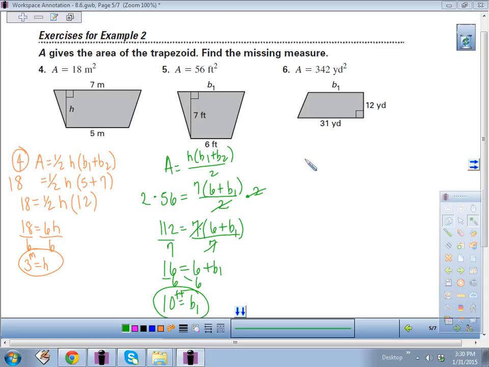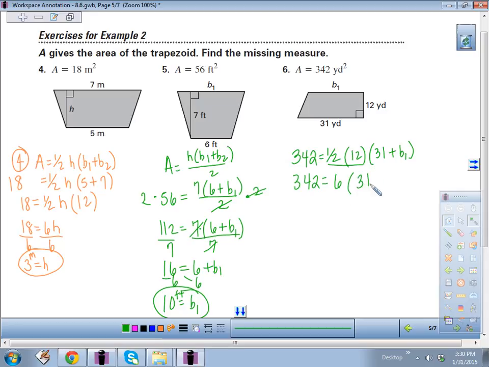Number 6. So the area is 342, 1 half. The height is 12 this time. Base 1 is 31, plus the other base. Actually, saying base 1 is the top one, so we'll stick with that. And so now what can we do? We can say, well, 1 half of 12 is 6.